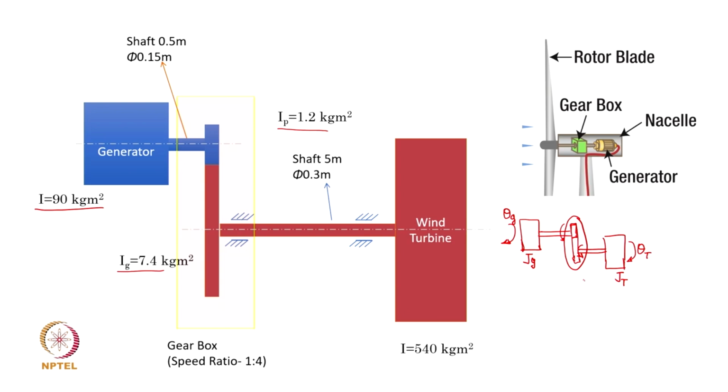Now, if I want to further simplify this into a 2 mass model, we have already decided that it is going to be a 2 degree of freedom system. We cannot neglect the generator inertia and turbine inertia. So, you have to have 2 degrees of freedom, and therefore, this 2 mass system. So, you have turbine and generator. What do we do with this gearbox which is here at this point?